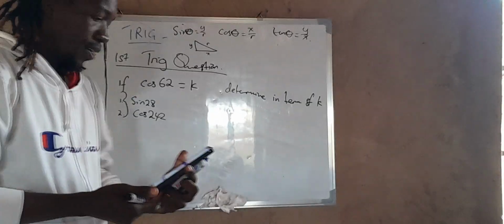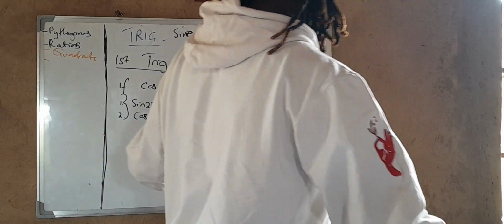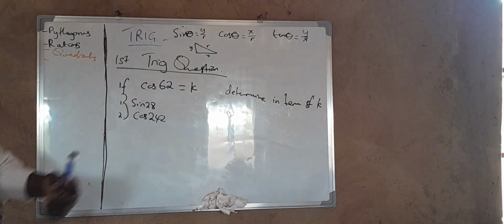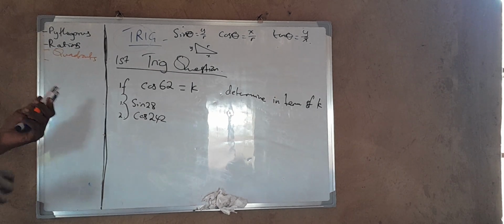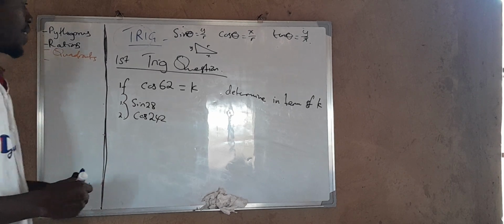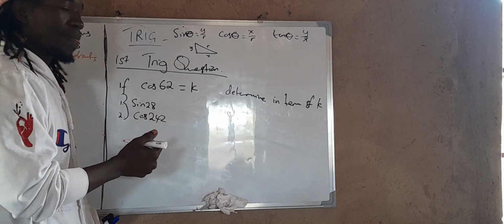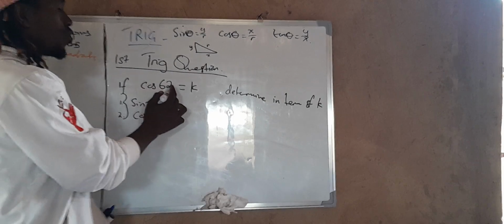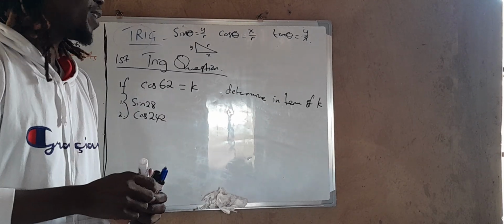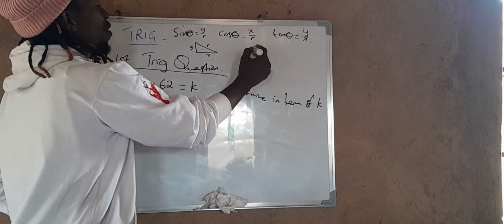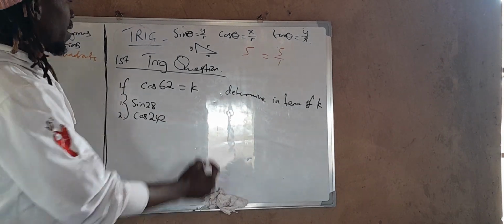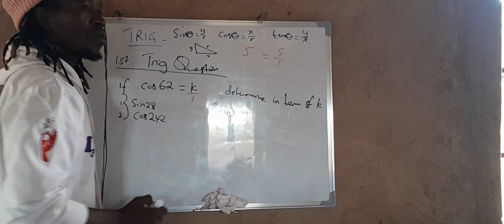Right? So how can we deal with this one? We have two questions that we have to solve, right? And we have this here that we are given, right? So how do you solve this first trig question? It is very, very simple. We solve it in this way. It is saying cos 62 is equal to k, right? Any number that is placed on its own, if you're having 5, it is the same as 5 over 1, right? So this k is the same as k over 1.